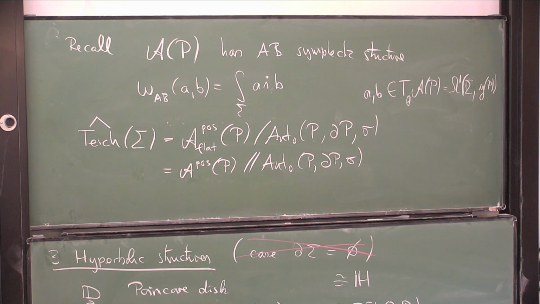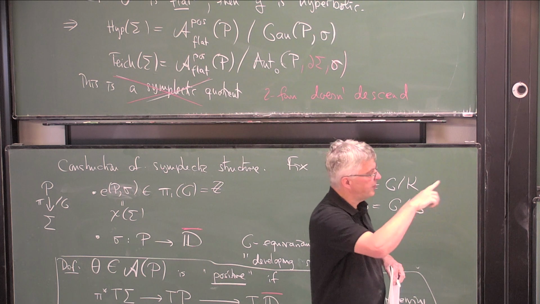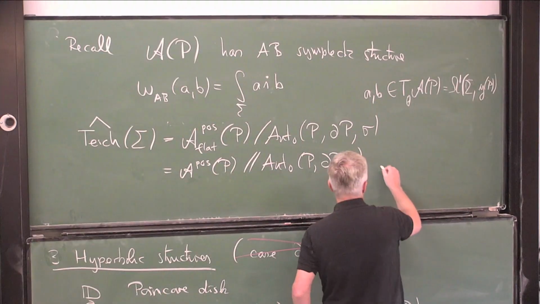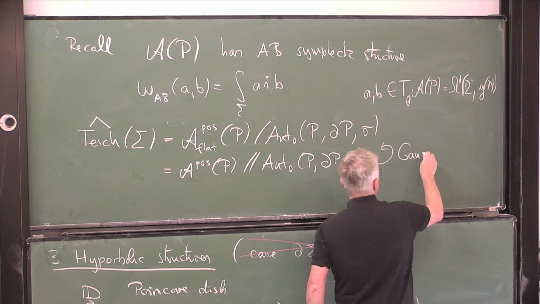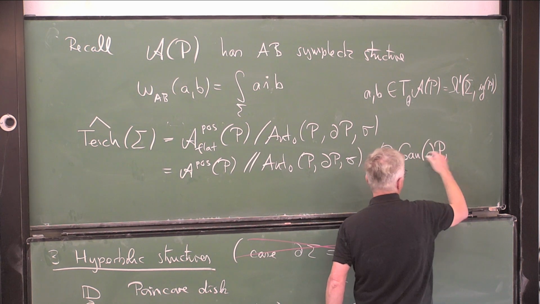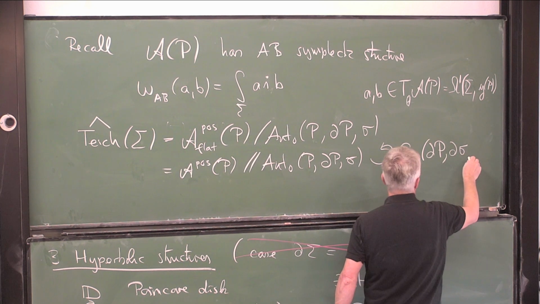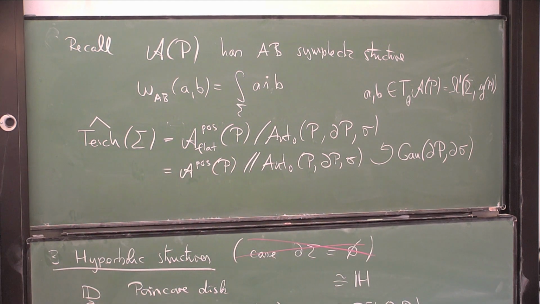So that space we have. But then we still have on this space some leftover action. What's still acting on this space is the gauge transformations over the boundary. So the group is like this: gauge transformations of the principal bundle over the boundary, which preserves the pullback of this developing section over the boundary. And that's that. So this group still acts.